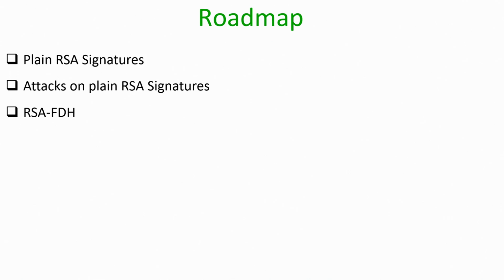So, just to recap, in the last lecture we have introduced digital signatures, we have seen their formal definition. In this lecture we will see an instantiation of digital signatures based on RSA function. Namely, we will first see plain RSA signatures and attacks that can be launched on plain RSA signatures, and then we will see an instantiation of secure signatures based on RSA function, which we call RSA full domain hash.